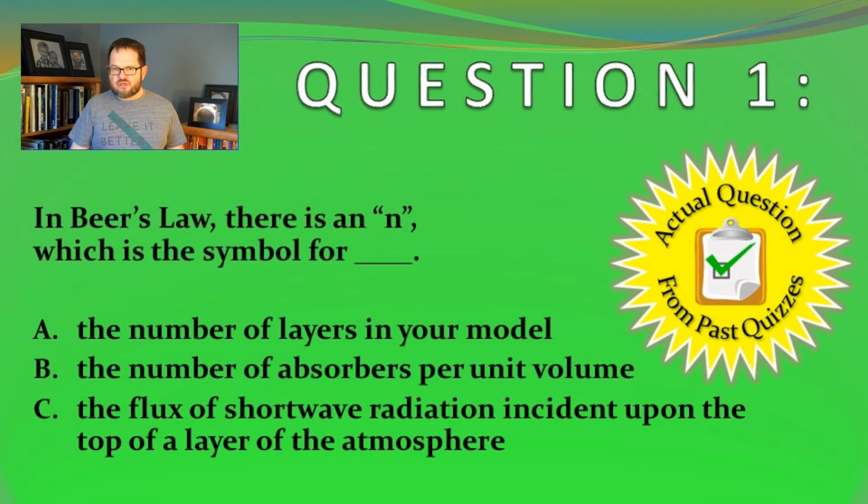Now, before we get any farther on that, let's answer three quick questions about this. The first of which actually comes from a previous semester's exam 2, I think. And in that semester, I asked this. In Beer's law, there was a symbol N, which is a symbol for A, the number of layers in our model, B, the number of absorbers per unit volume, or C, the flux of shortwave radiation incident upon the top of the layer of the atmosphere. Which one of those is what N meant in Beer's law?